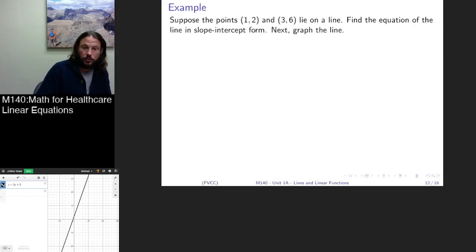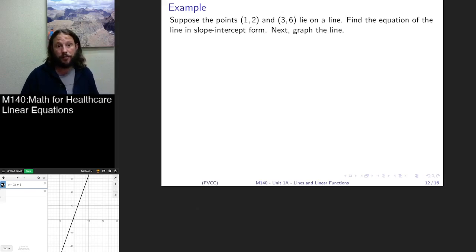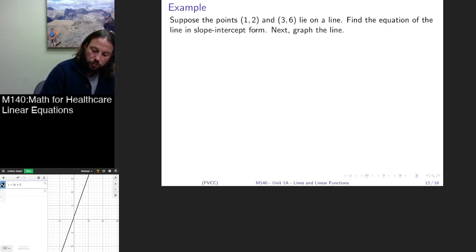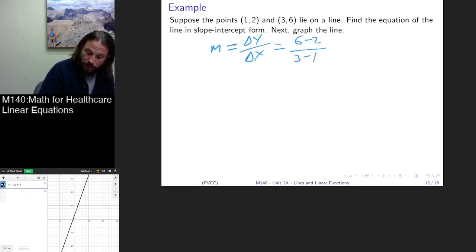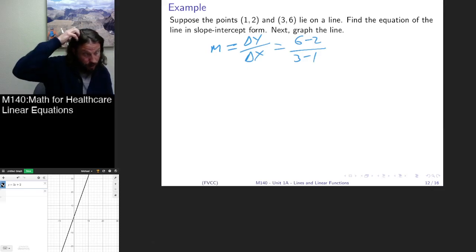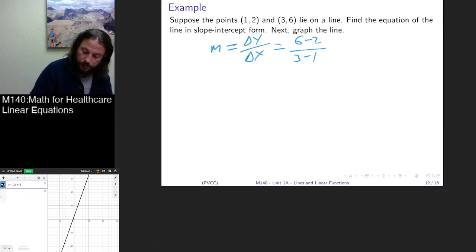Let's look at one example. Let's suppose that we have 2 points, (1, 2) and (3, 6). They lie on a line. Find the equation of the line in slope-intercept form and then graph the line. All right, we have 2 points. We know that the slope is the change in y over the change in x, and that equals 6 minus 2 over 3 minus 1. As long as you stay consistent with your numerator and denominator in order, you're all set with the slope. So this is equal to 4 over 2, and that's 2.